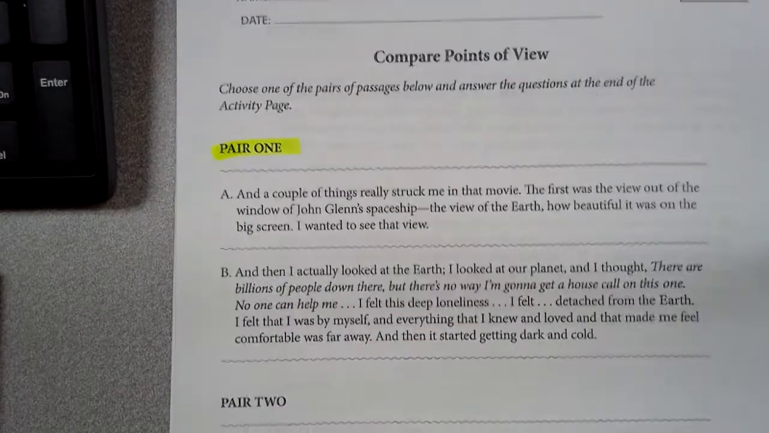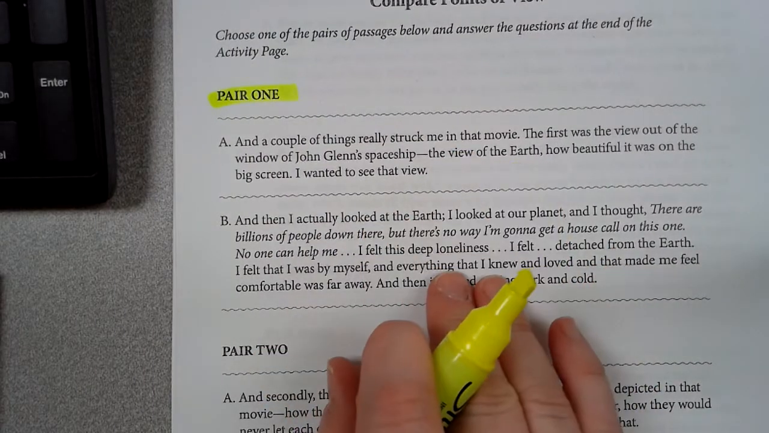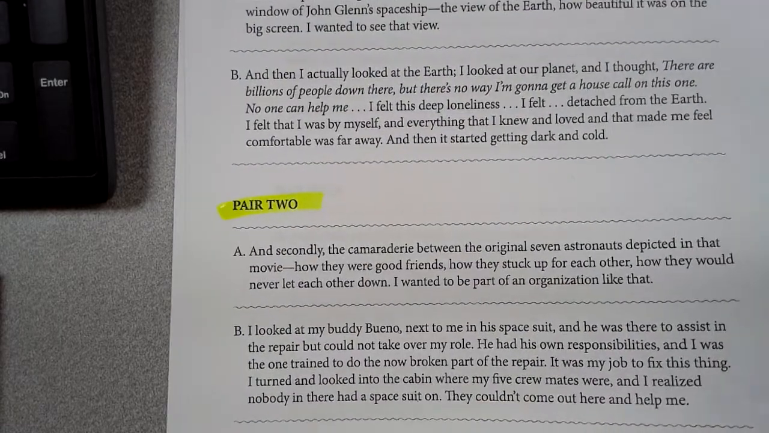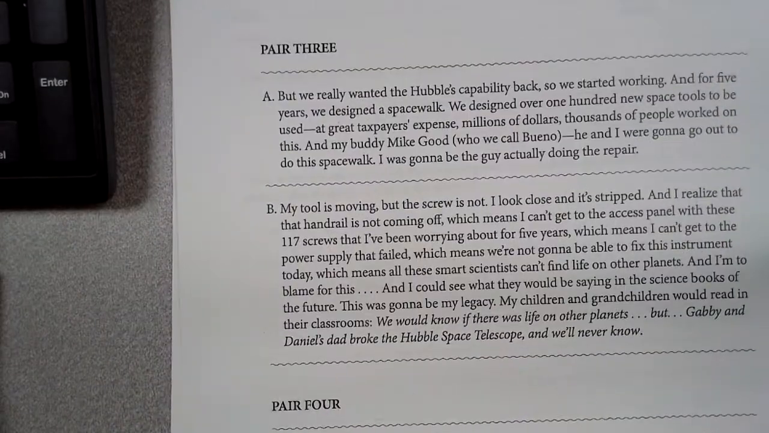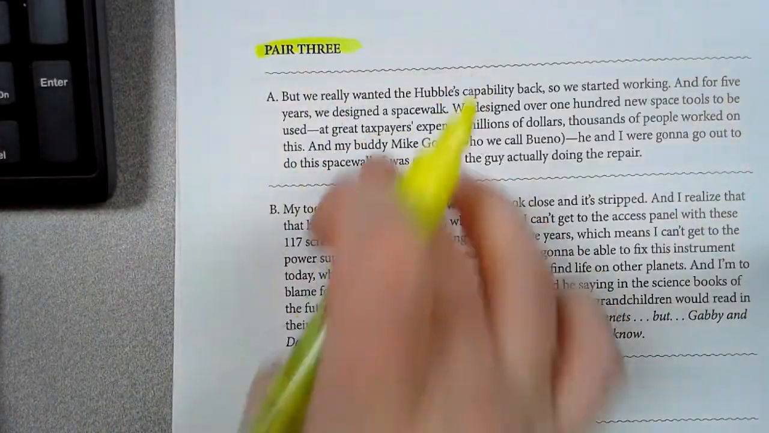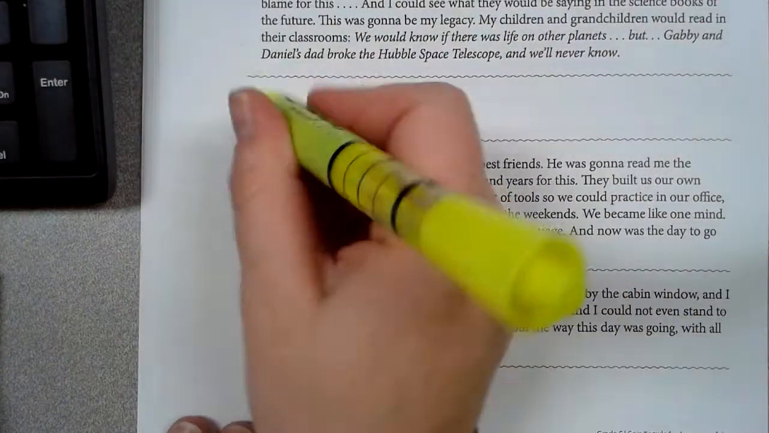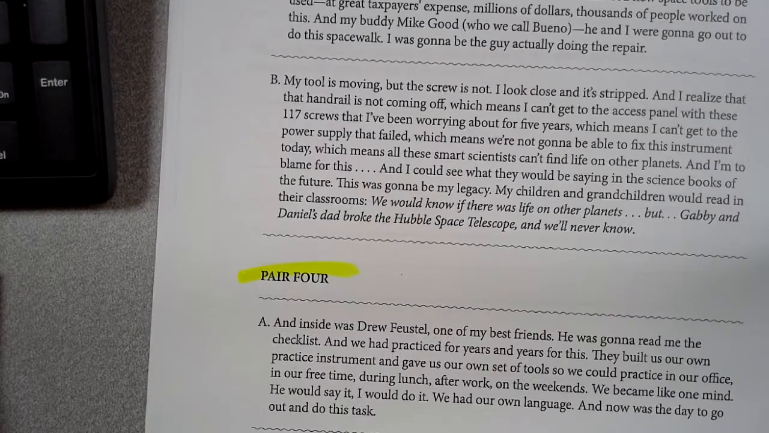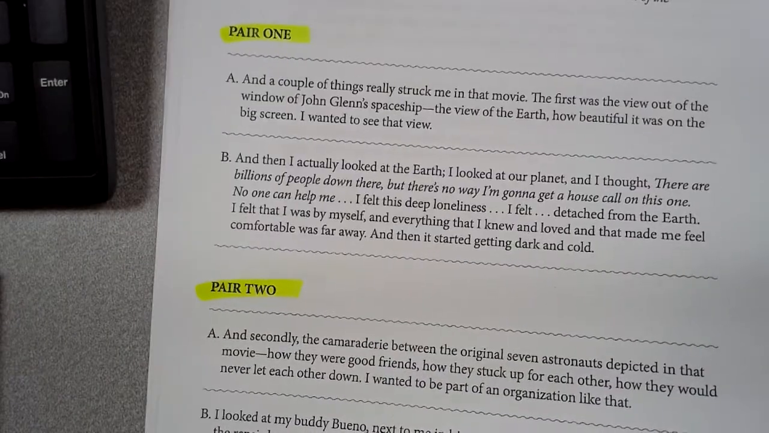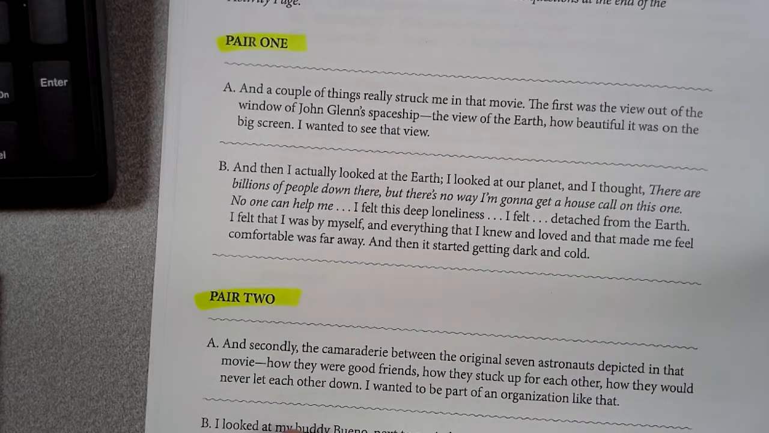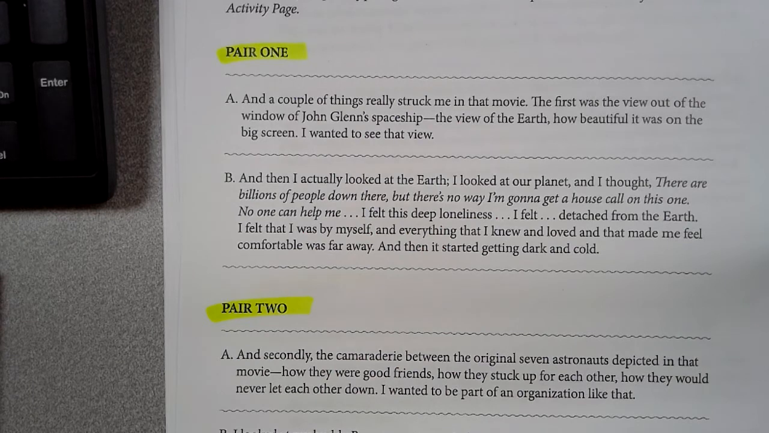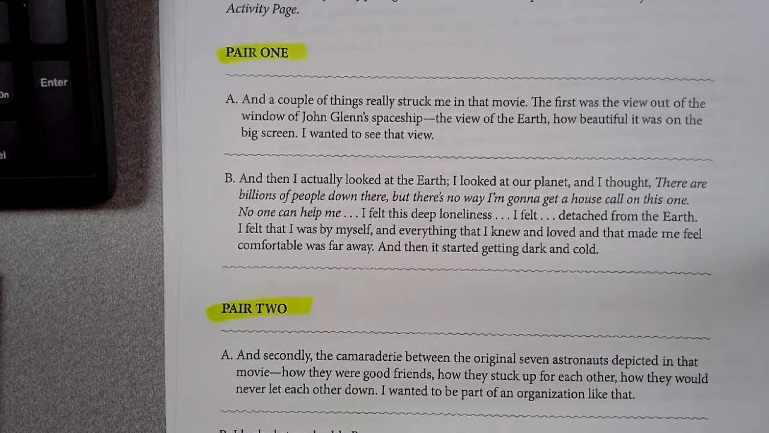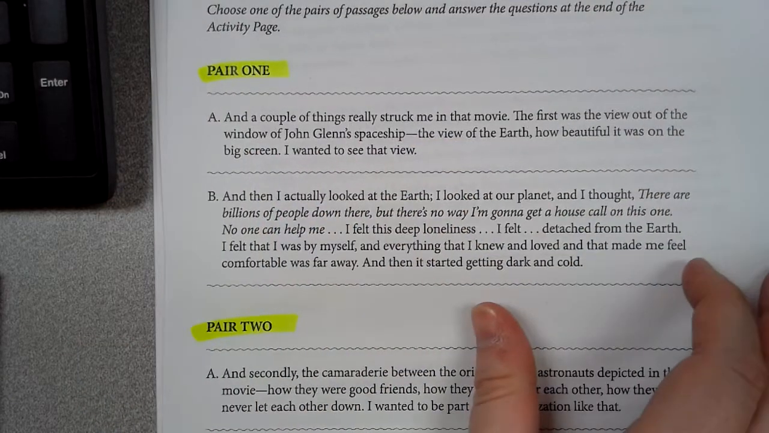Okay, so we have pair 1, A and B, pair 2, A and B, pair 3, A and B, and then pair 4, A and B. Now, the instructions for this is you need to read all 4 pairs. So basically, you're going to be reading 8 short little excerpts from the story. So like number 1, pair 1 is A.